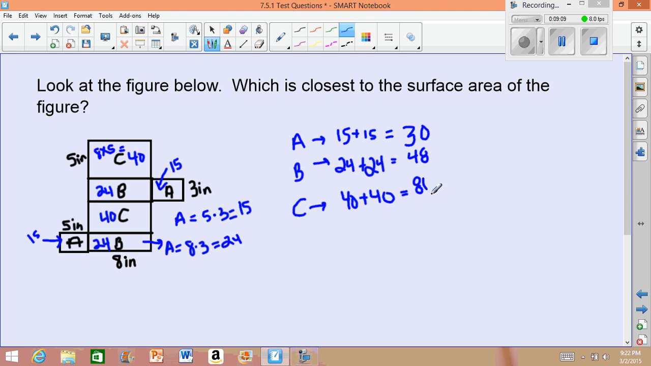So we are going to add all of this together to get our total. So 0 plus 8 plus 0 is 8. And that's 3 plus 4 is 7. 7 plus 8 is 15. So our total surface area would be 158.